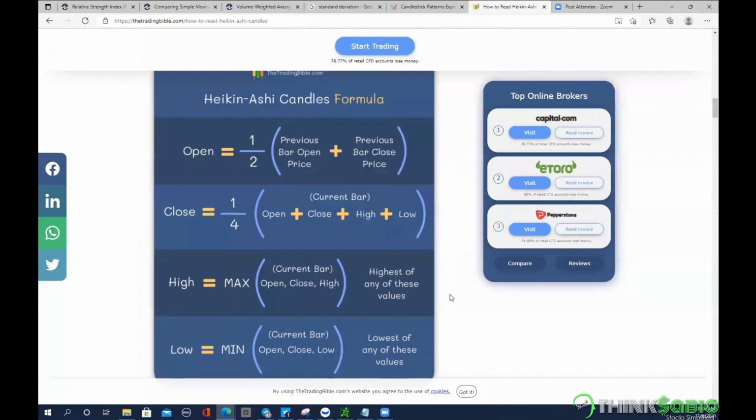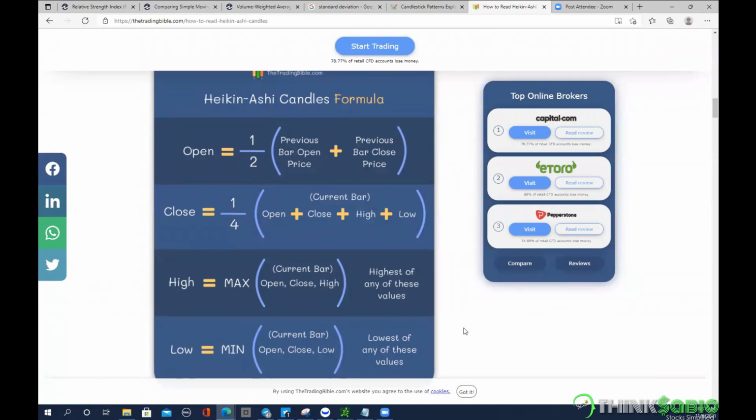So open is equal to half the previous bar's open price plus the previous bar's close price. Close is equal to one quarter of open plus close plus high plus low. That's the calculation. Do I really know this, or do I really have this in my mind? No, but if you really want, you can take a screenshot of my screen right now. This is how the Heikin-Ashi is calculated. I will keep it for a minute here if someone wants to really look at the formula.